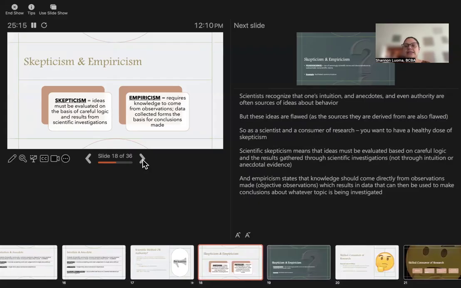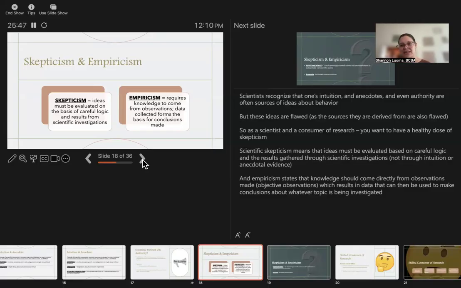Scientists also recognize that our intuition, our anecdotes, and even authority are often just sources of ideas about behavior, but the ideas that they're presenting are flawed. The sources that they're deriving them from are sometimes also flawed, right? They're not necessarily getting their data from all the peer-reviewed articles. If a celebrity is saying an opinion, it doesn't mean that they went and did all their research. They're just saying what they think. So as a scientist and a consumer of research, you want to have a healthy dose of skepticism.